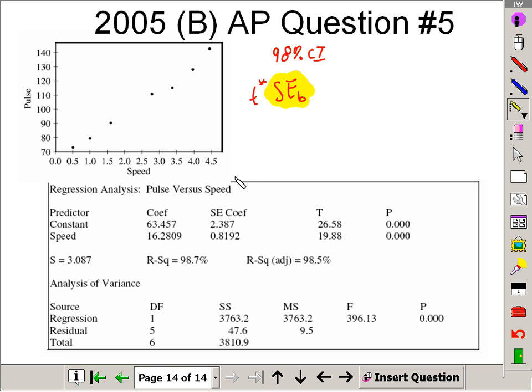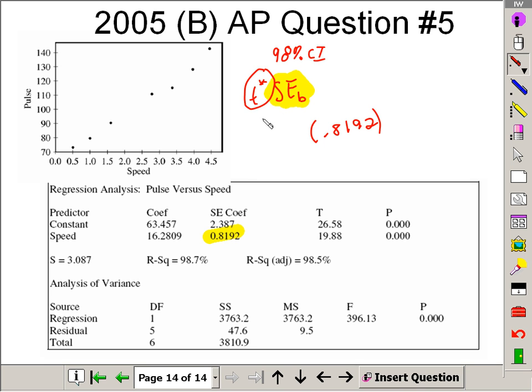SEB, standard error of the slope. Here's my slope. Here's the standard error of the slope. So that is 0.8192. Now T star. What we have to use here is our T chart. Now, one of the first things you'll notice, pick up your AP packet. Take your AP packet, and we are looking on page 14.